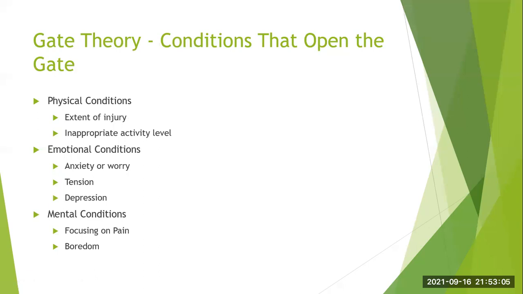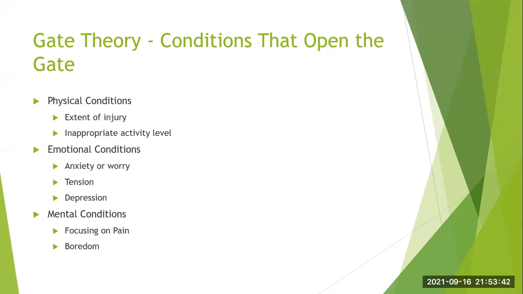So with gate control theory, we want to basically create conditions that close the gate. We don't want to create conditions that open the gate. If the gate's open, we can transmit pain. So physical conditions that open the gate and allow the transmission of pain include the extent of injury or inappropriate activity level. So if you have a really big injury, you're not going to be able to have enough counter irritant from the A beta system to damp that down. If you're walking on a broken leg, that's inappropriate activity level. So that's a physical condition that can keep the gate open.